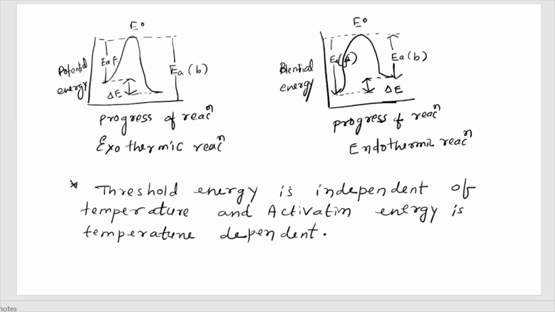And if you look at the graph for exothermic and endothermic reactions, here the y-axis is potential energy, and this is the x-axis, progress of reaction. This is for an exothermic reaction. You can find here EA of the forward reaction is less than EA of the backward reaction, and the difference is delta E. And similarly, for an endothermic reaction, the forward reaction energy of activation is more than the backward reaction activation energy.